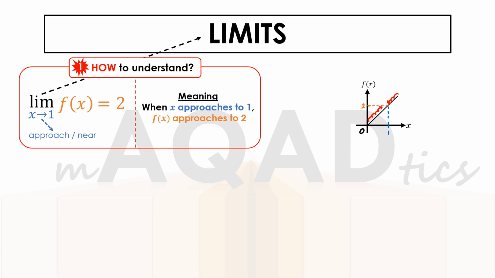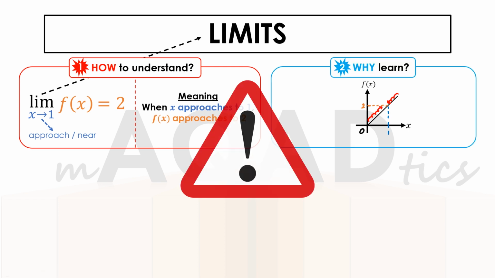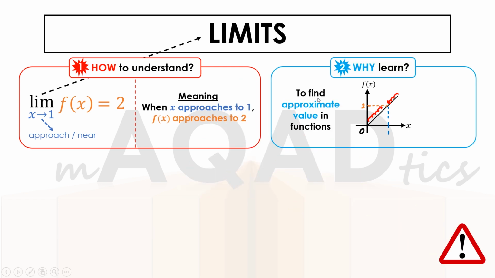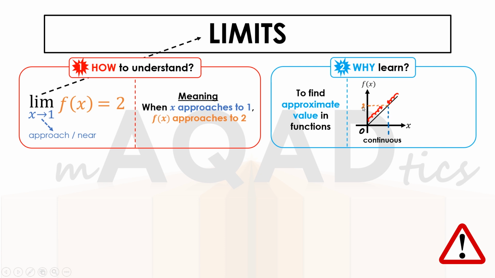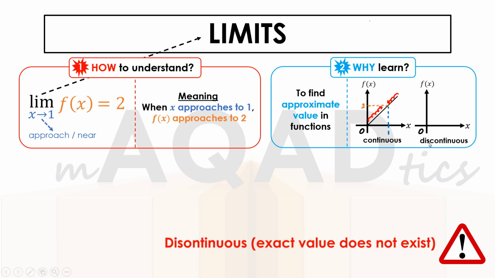But you may argue, why do we need to learn this then? Because technically x equals 1, f of x equals 2. Right, straightforward, we don't have to use limits. But there's another special case. Sometimes we need to find the approximate value in functions. So technically this case is the continuous case, or I would say the safe case, because we can find the exact value. We don't need to find the approximate value, because if you see here x equals 1, there is a value. But sometimes we may meet cases where it is discontinuous.